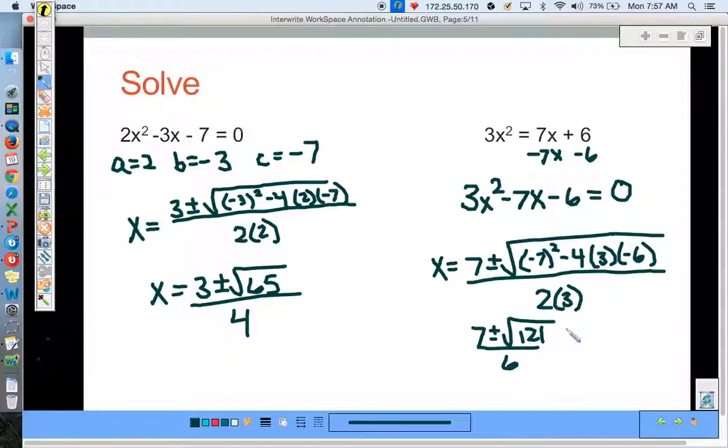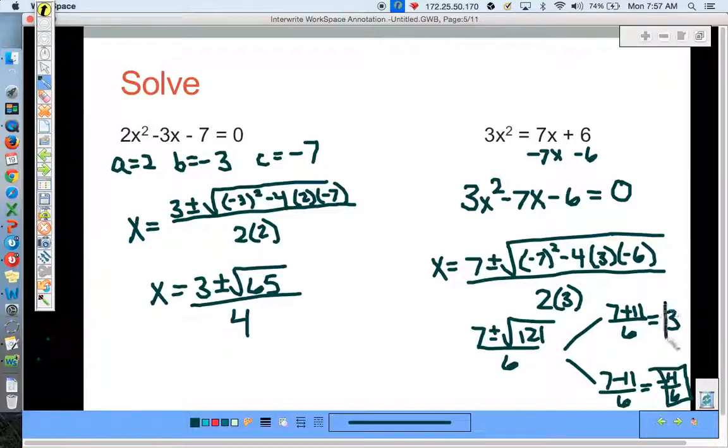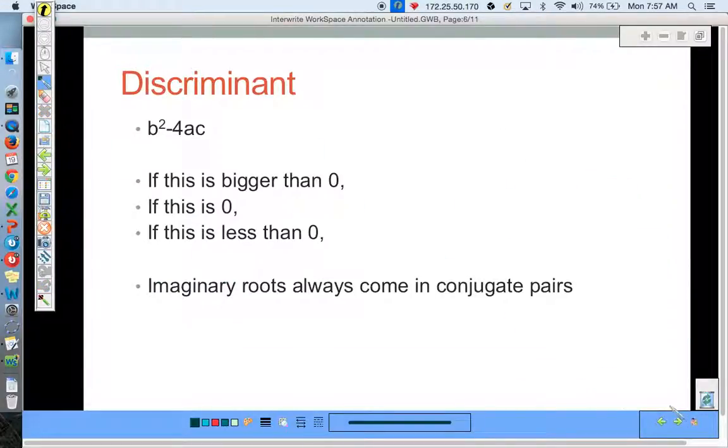Now some of you might notice, well, we can actually take the square root of 121. So we can find our two answers without having to round at all. We have 7 plus 11 divided by 6, but then we have 7 minus 11 over 6. So 18 over 6 is 3, negative 4 over 6, or negative 2/3. So we can find our two answers there. If it's not a perfect square, then you can just leave it with that square root.